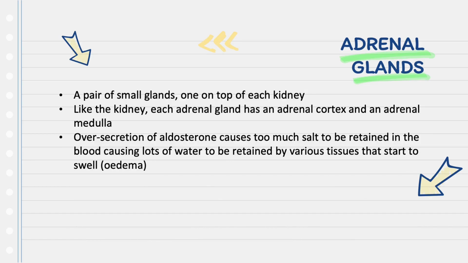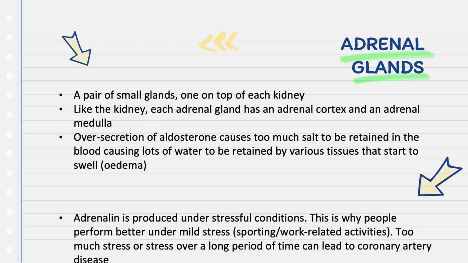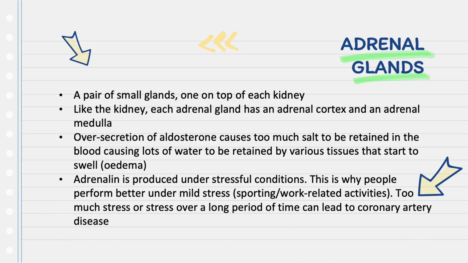Oversecretion of aldosterone causes too much salt to be retained in the blood, causing lots of water to be retained by various tissues that start to swell. This is edema. Adrenaline is produced under stressful conditions. This is why people perform better under mild stress. This can be in sporting or work-related activities. Too much stress or stress over a long period of time can lead to coronary artery disease.